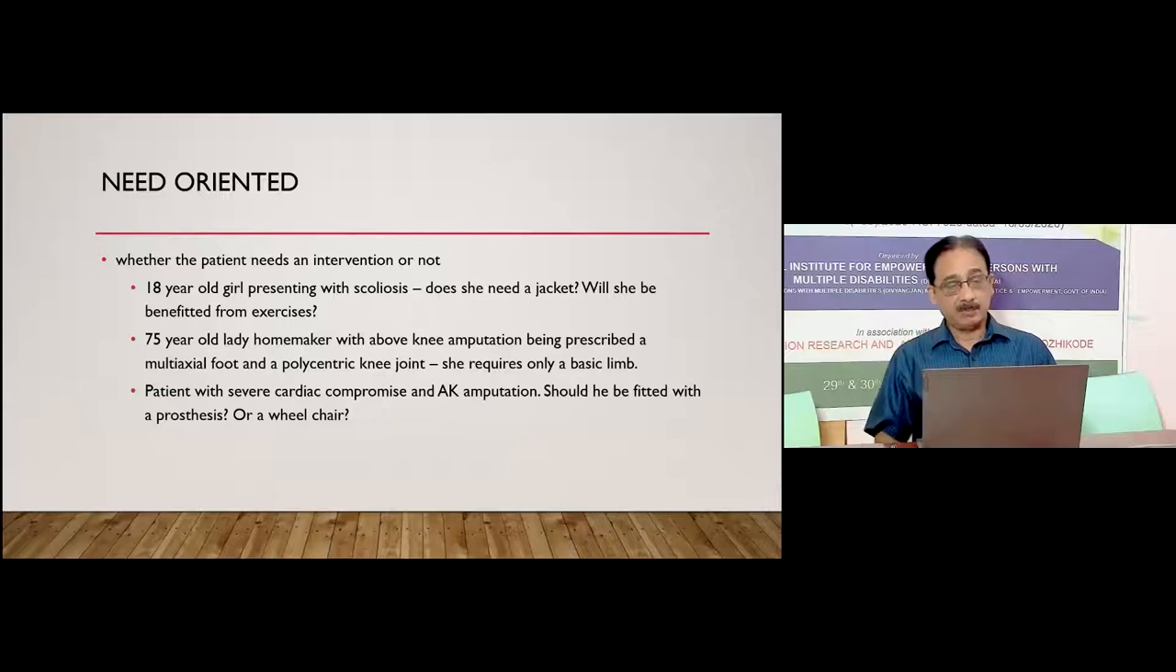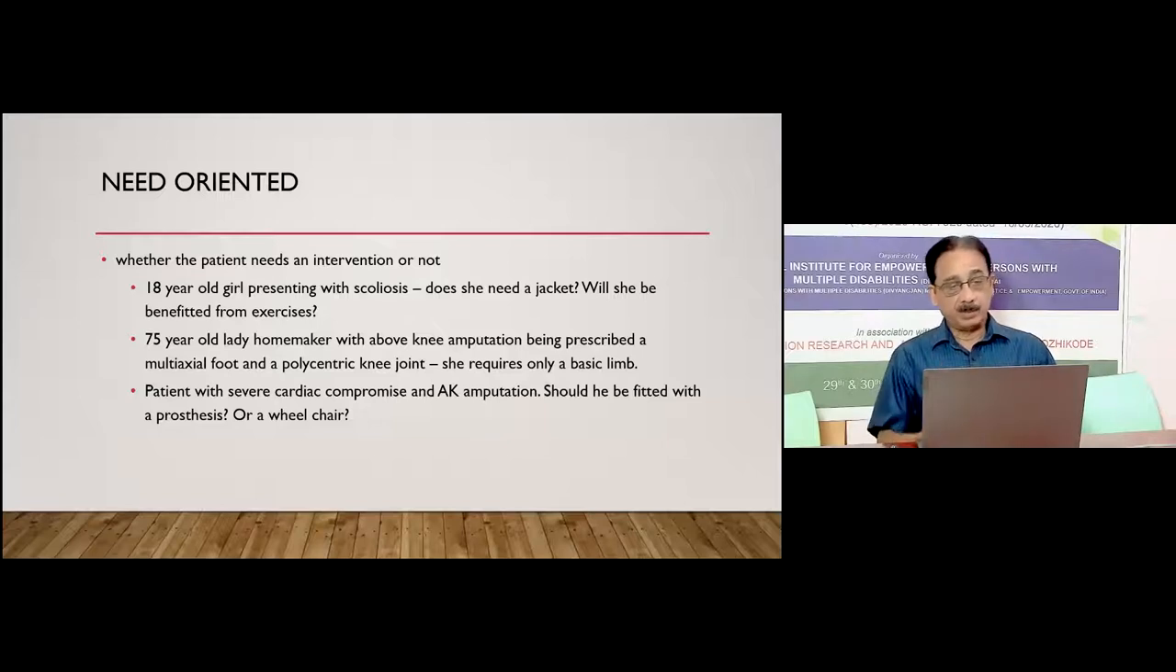Then another example is a 75-year-old lady homemaker with a bony amputation being prescribed a multi-axial or an energy storing flex foot and a polycentric or a pneumatic hydraulic knee joint. Does she require it? No. She requires only a basic limb, because she is not going to have very high ambulation. She will be limited to her household with a limited amount of ambulation. So there is no rationale in making her spend 1 lakh or 1.5 lakh rupees for a limb which she does not require. She requires only a basic low cost AK prosthesis.